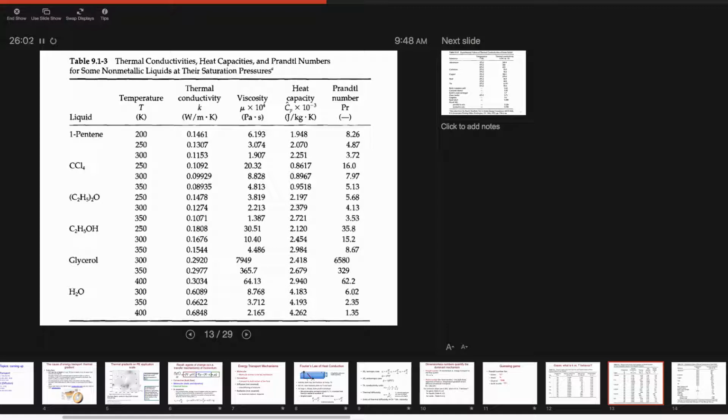Now these are some non-metallic liquids. So there's my glycerol right here. As I heat it up, my viscosity goes down. As my viscosity goes down, so does the importance of momentum transfer versus heat transfer. So that's quite a sizable difference between just 300 and 400.